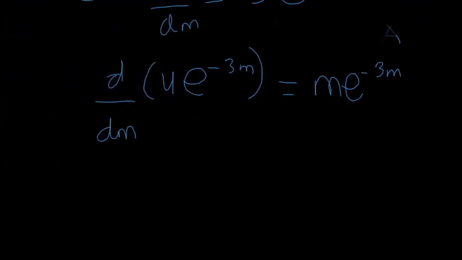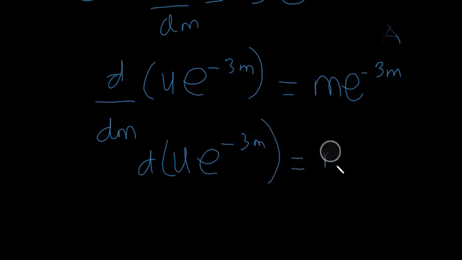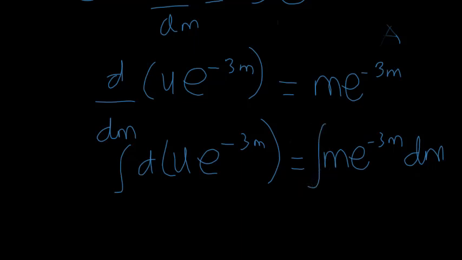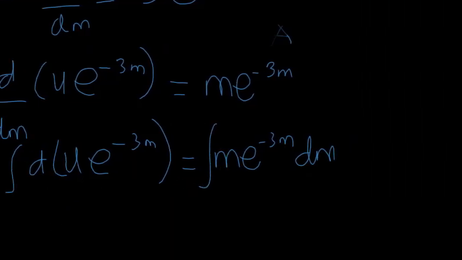So we can now do our integration, and our integration is going to be like this. We have d of u e to the minus 3m equal to m e to the negative 3m dm, right? So we have to integrate this side and integrate that side. Okay, so how is the integration going to look?